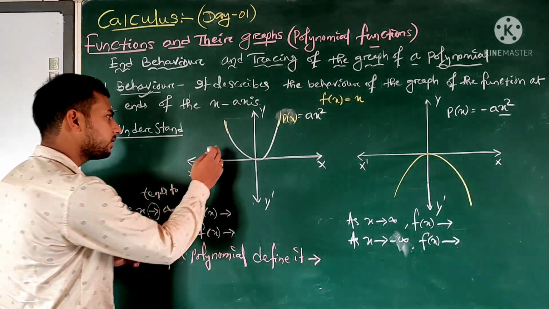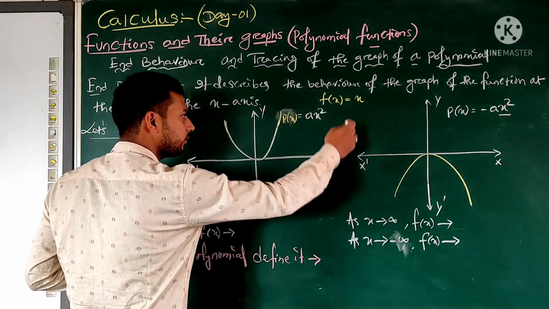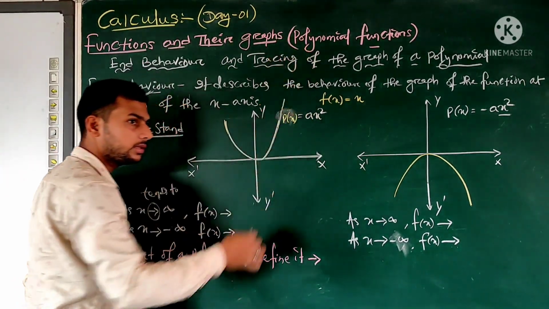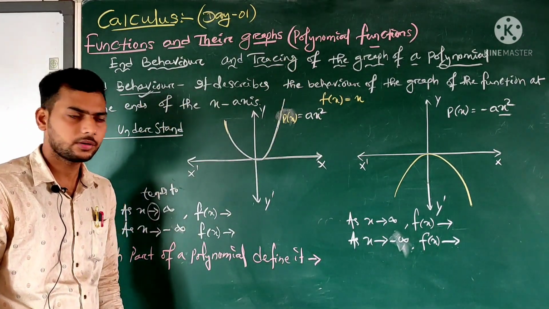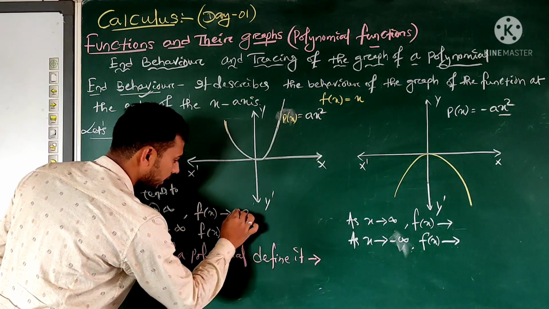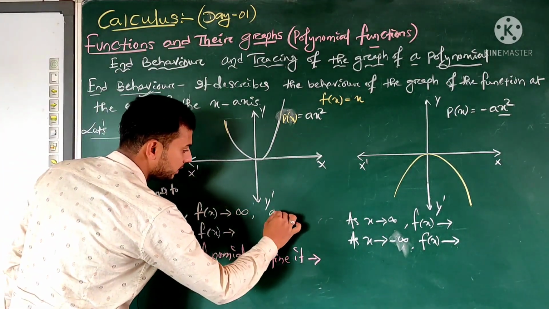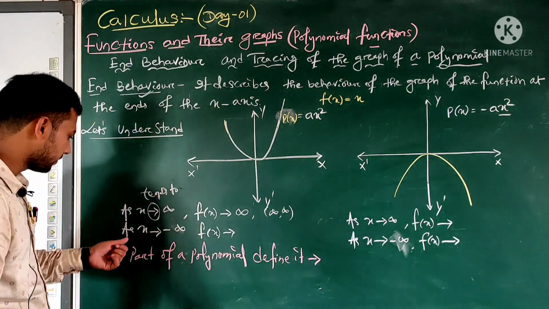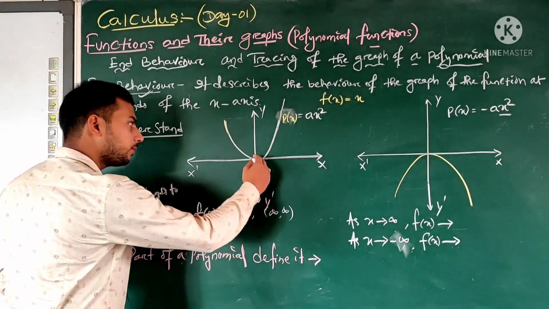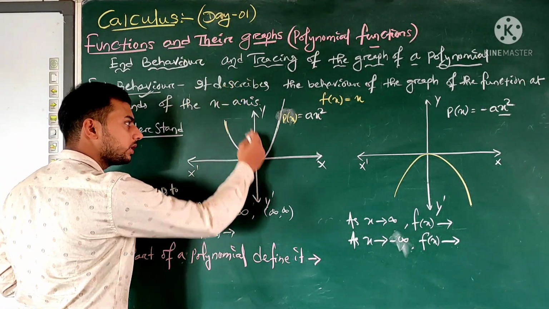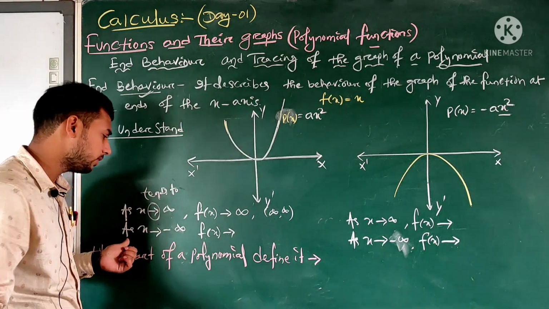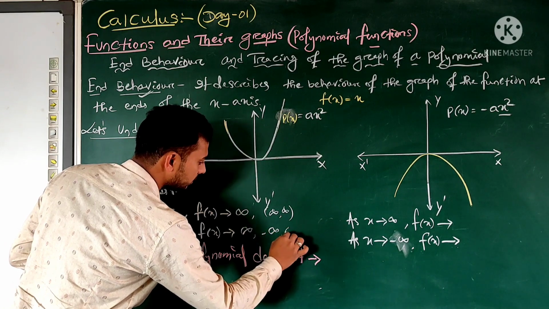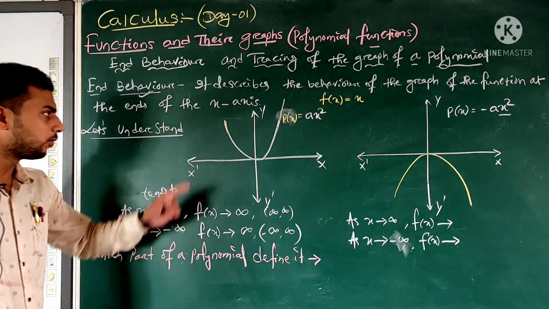If x tends to infinity, it means we are proceeding towards this side. You can see that f of x also tends to infinity. There is no restriction where we have to stop. So the first end behavior is infinity comma infinity: if x is infinity, f of x is infinity. At the same time, if x is negative infinity, we are again proceeding to this side, in the positive y direction, so we again get infinity. So minus infinity comma infinity is another end behavior.